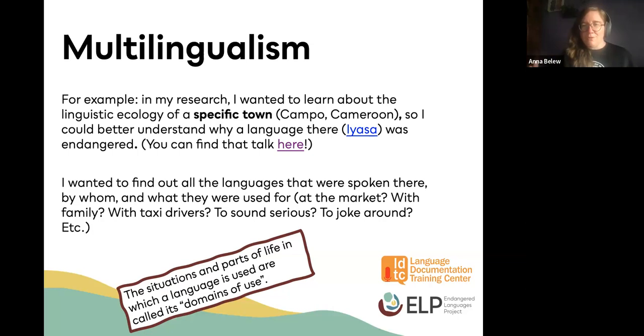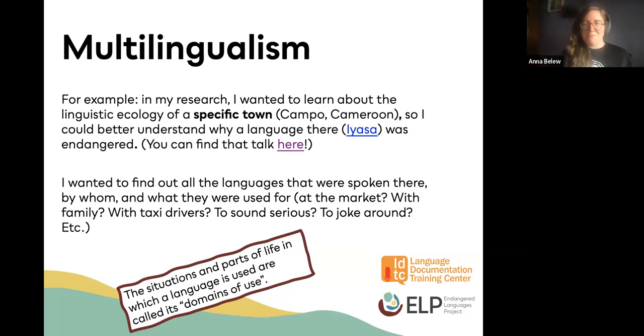And my overall goal with that dissertation was to understand a little bit better what was happening with the endangerment of a specific language spoken in that town. And so I wanted to know a little bit more about what other languages were present in this ecology, who spoke them, why people spoke them for different purposes. And in the sociolinguistic literature, these sort of situations and parts of life where you use different languages are called domains of use. So I wanted to know what domains of use each language in Campo occupied.